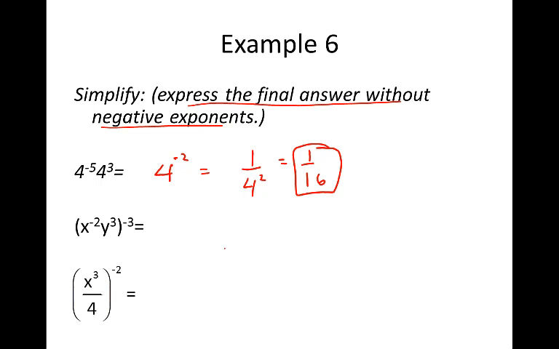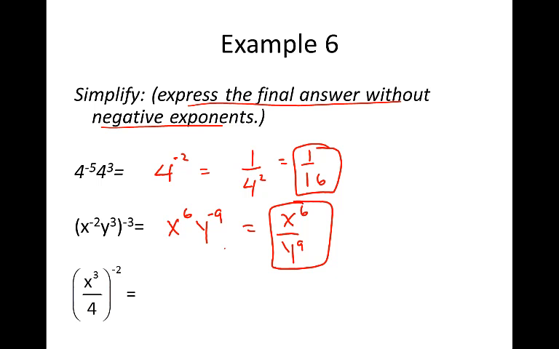How about the next one? Again, I can't combine anything in parentheses, but what I can do is apply this negative 3. So this is going to be x to the negative 2 times negative 3, which is 6, y to the negative 9. And again, let's rewrite this without negative exponents. So x to the 6th divided by y to the 9th.